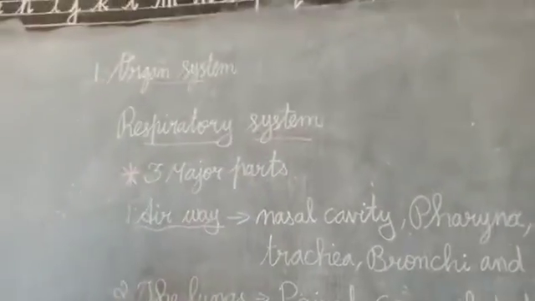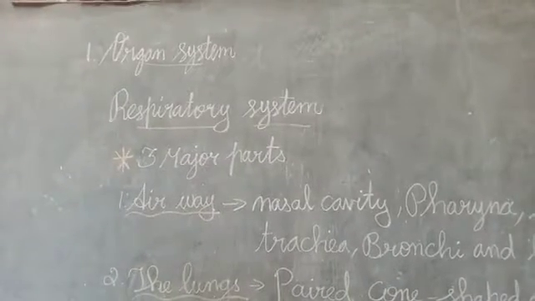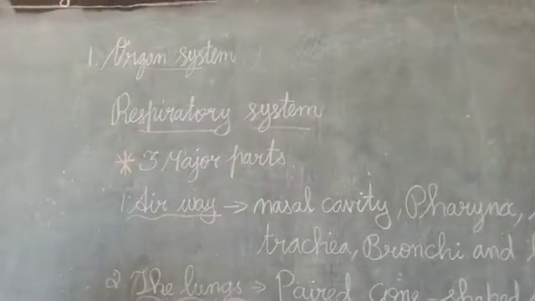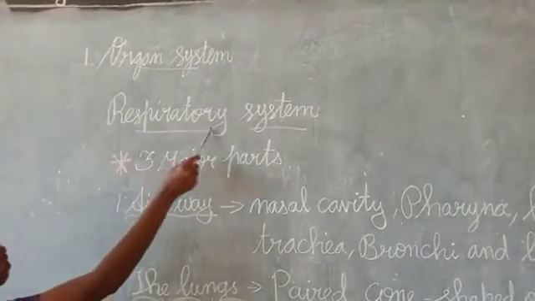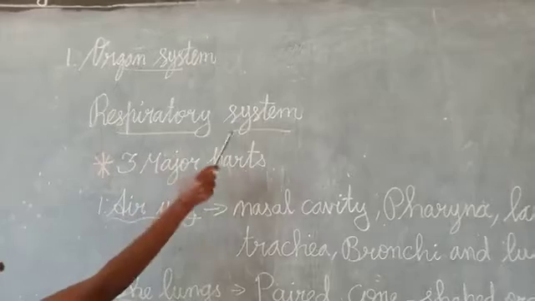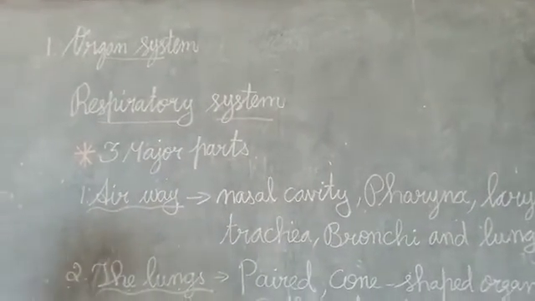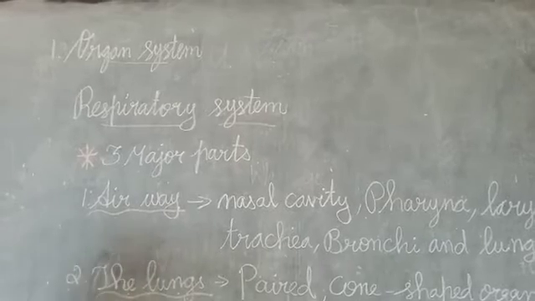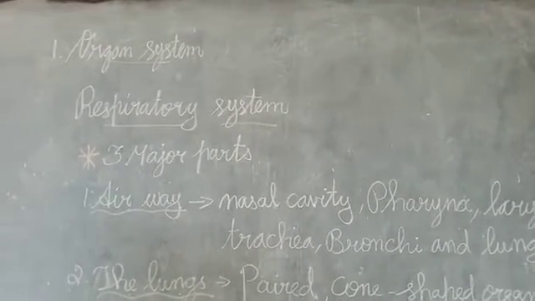Today we see the first lesson, that is organ system. Already in this lesson you studied about the digestive system. Now we study the second system, that is the respiratory system. We need oxygen to survive in this world. Everybody knows that one. Our body gets oxygen through the process called respiration.